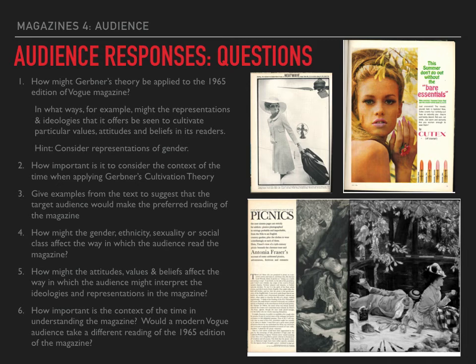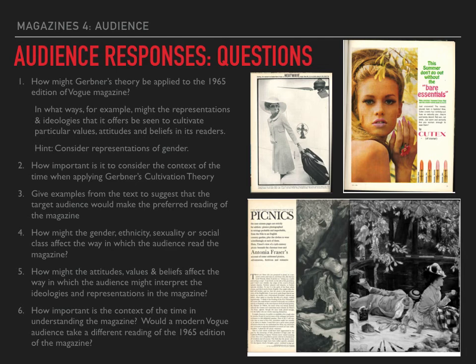Secondly, how important is it to consider the context of the time when you're applying Gerbner's cultivation theory? Number 3, give examples from the text that suggest that the target audience would make the preferred reading of the magazine. Now for this question number 3, you'll obviously have to consider what you said in the previous questions about who the target audience was.